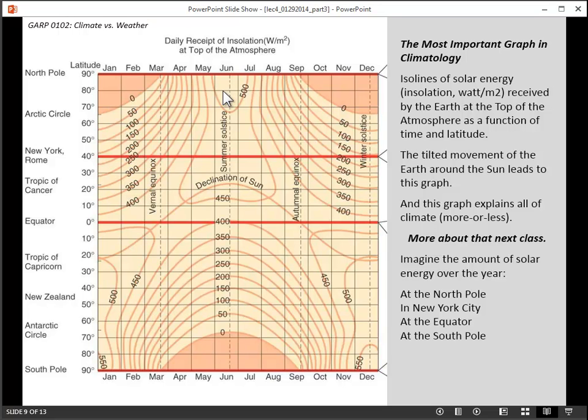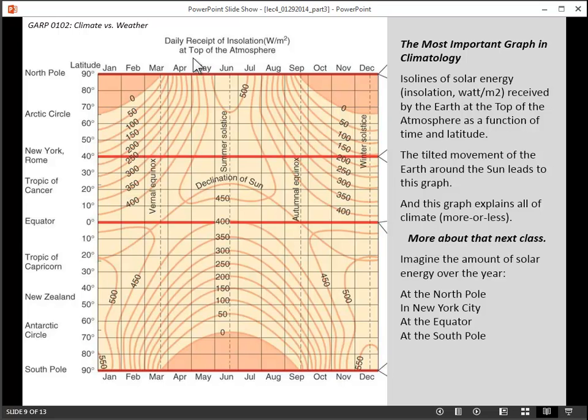Complex figures, complex graphs, you can't just look at and immediately see what's going on, but rather you take them apart piece by piece. And then as you take them apart, I think you'll be able to figure them out. So we'll start with the title. Every good graph has to have a title.